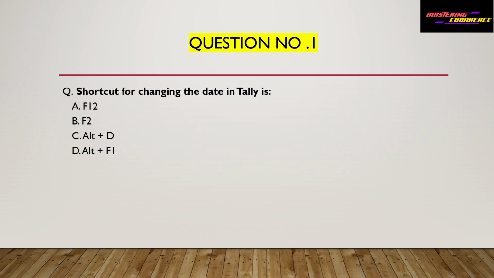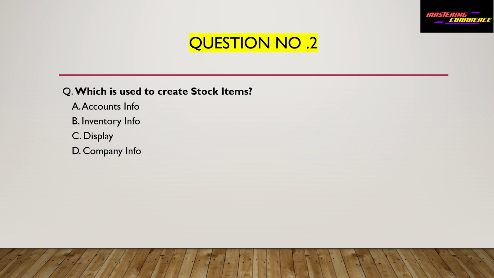Question number 1: the shortcut for changing the date in Tally is F12, F2, Alt plus D, Alt plus F1. So here the correct answer is F2. Next question: which is used to create stock items? Accounts info, inventory info, display, company info. So here the stock item is the item which comes under inventory. So the correct answer is B, inventory info.